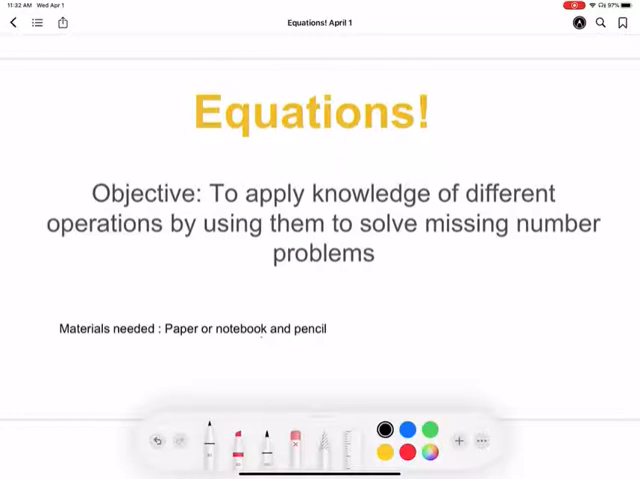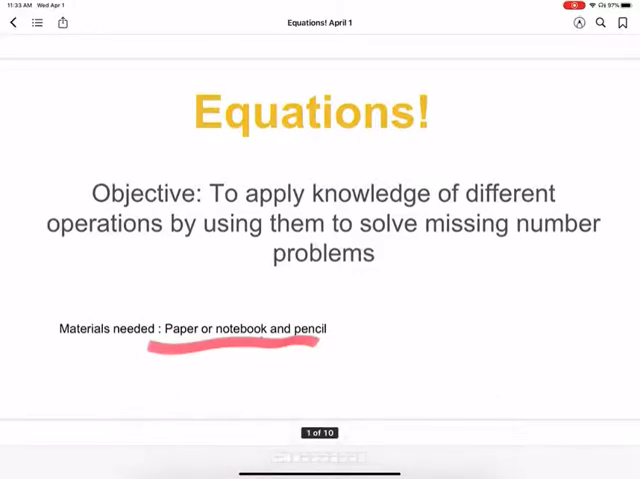Okay, we're going to look at equations on April 1st. Our objective is to apply knowledge of different operations by using them to solve missing number problems. I will know you've succeeded by finishing your form work. Okay, you're going to need paper or a notebook and a pencil to do this. Okay, let's move on.